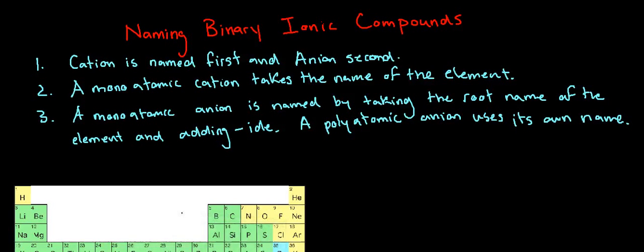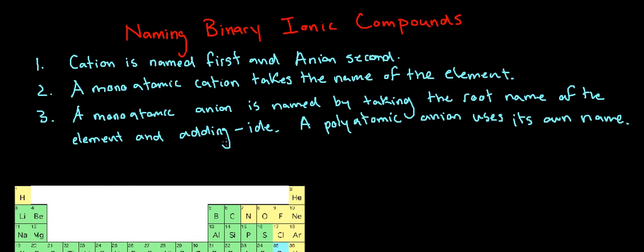To name binary ionic compounds, I use the following rules. First, the name of the cation comes before the name of the anion. Second, cations take the name of the element. Third, anions take the root name of the element and add -ide to the end.